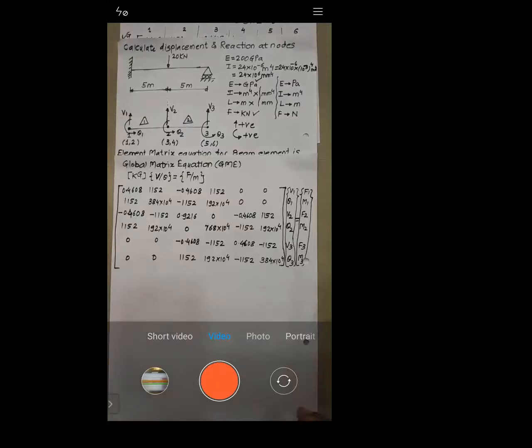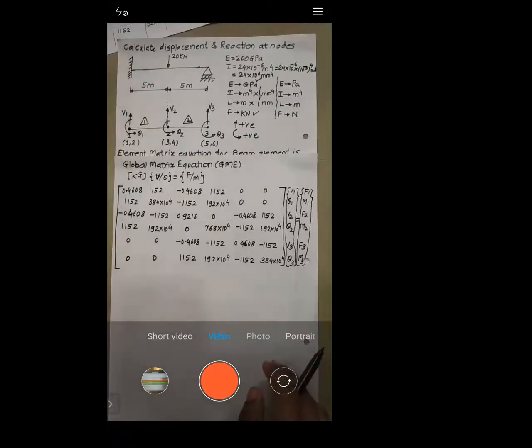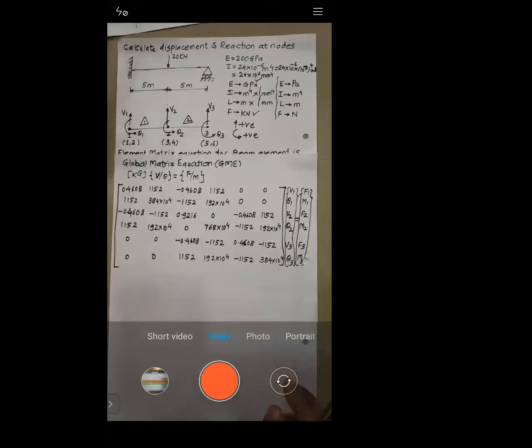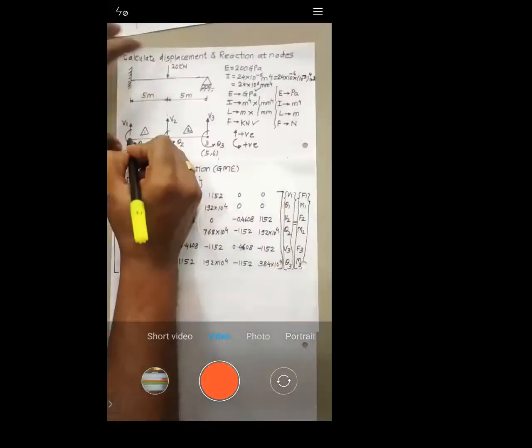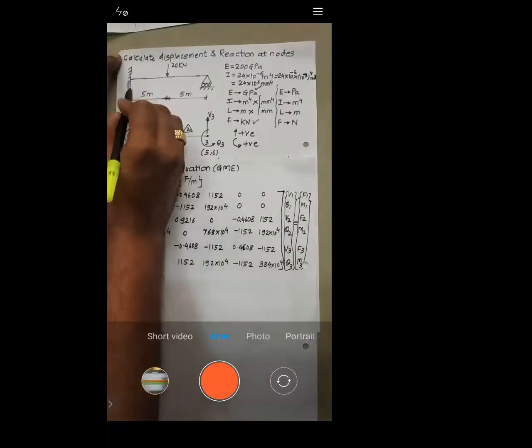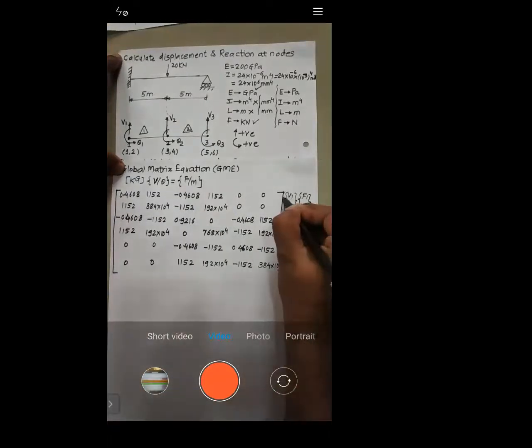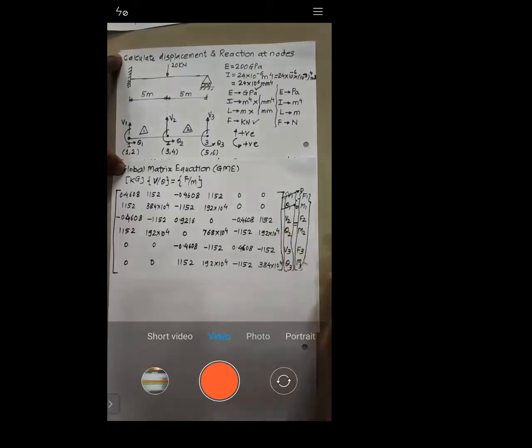So boundary condition. We need to apply the boundary condition. Let me know what the boundary conditions are. See the problem and let me know. First row, first column. V1 and theta 1, what are the boundary conditions? See, at node 1, the structure is fixed, right? So V1 is 0. Similarly, theta 1 is also 0.